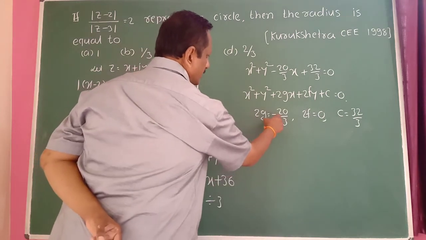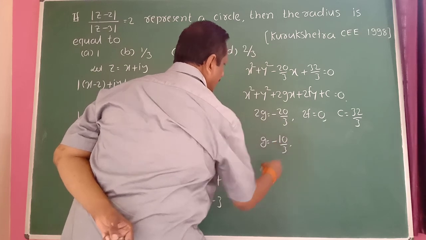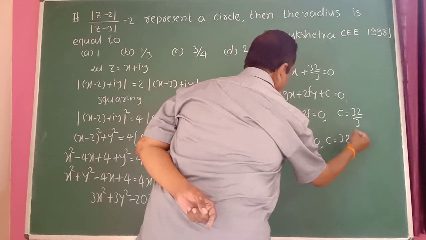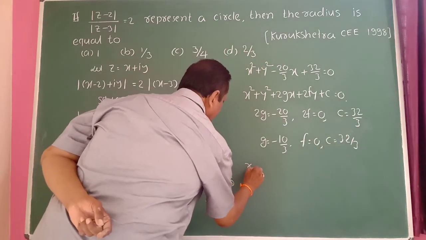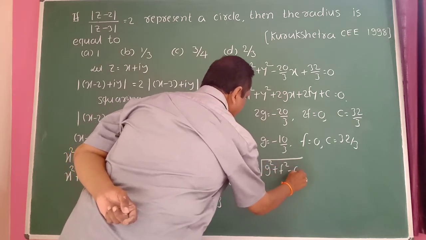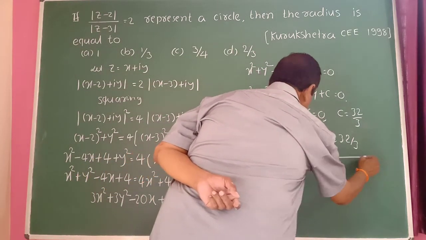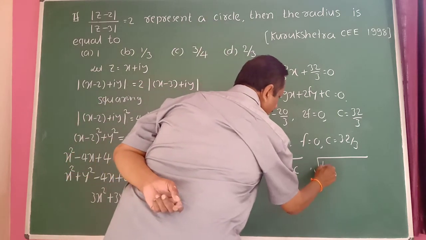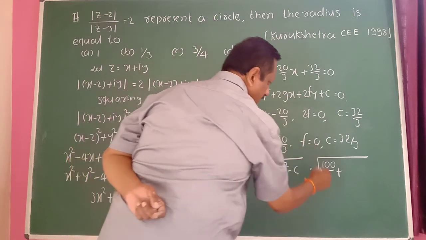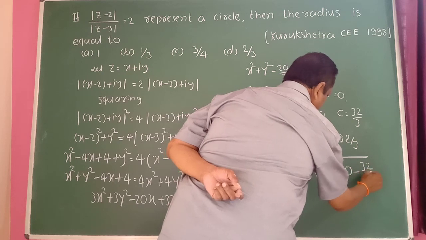Therefore g is minus 10 upon 3, f is 0 and c is 32 divided by 3. You know the radius is given by the formula root of g square plus f square minus c. So this is equal to root of 100 divided by 9, this term squared, plus f square, which is 0, minus 32 divided by 3.